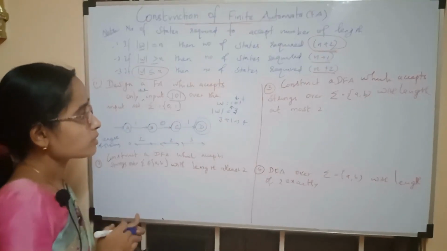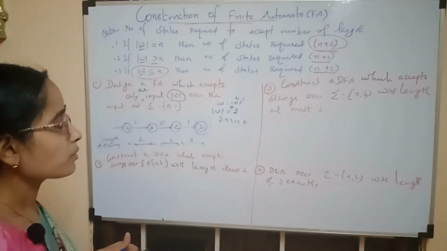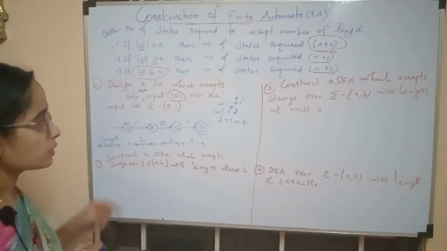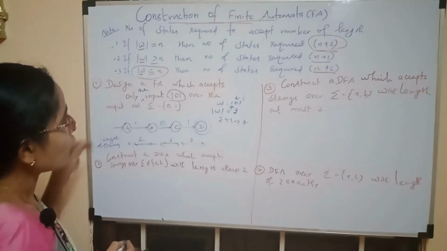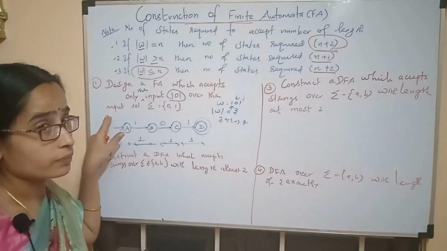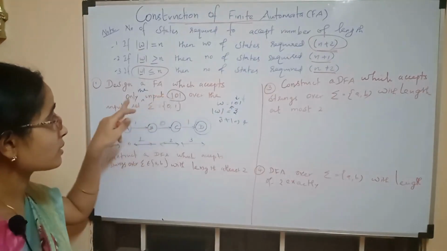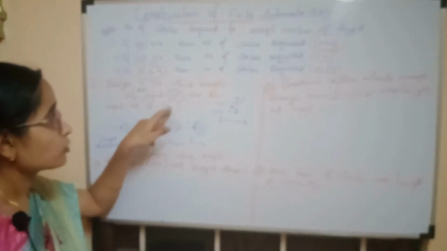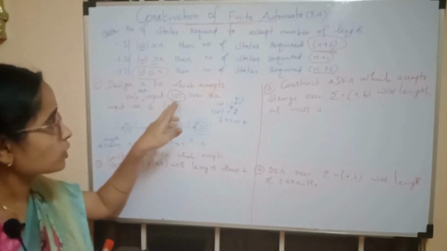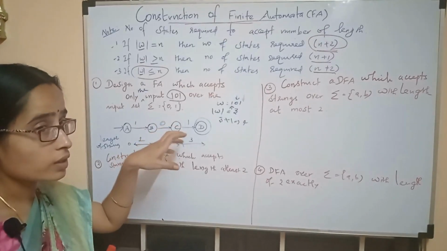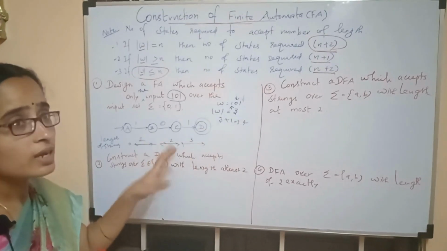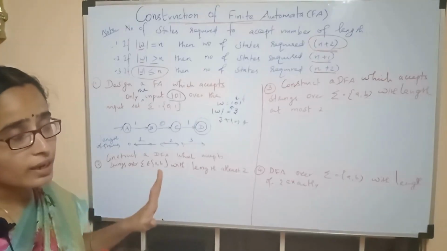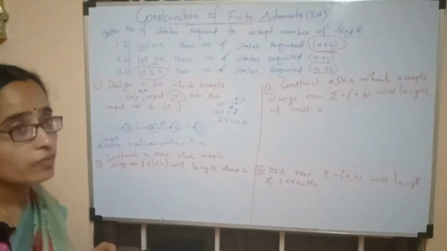This diagram is accepted. If you are given this problem, this is the solution for it. I hope you understood this first problem statement. We have to design a finite automata which accepts only the input 101 over the input set 0, 1. So first of all, see the length of the string you are given, add 1 to that length, find out the number of states, and then frame the finite automata.